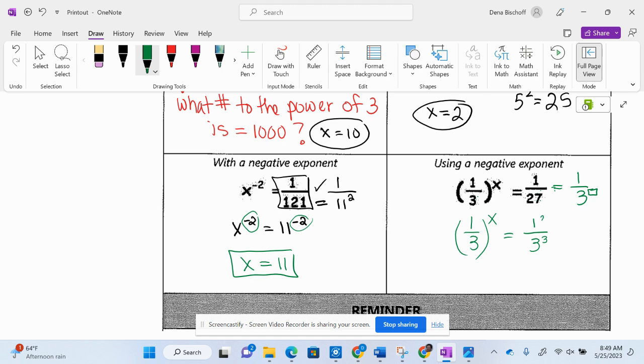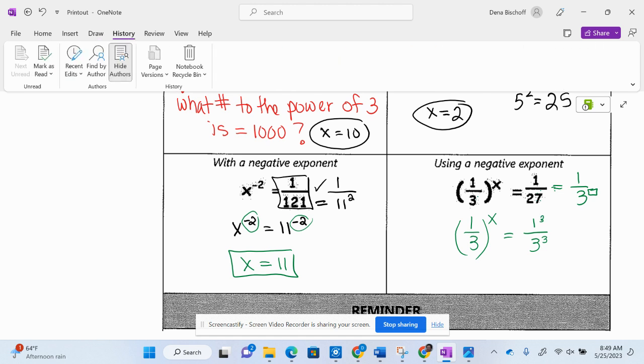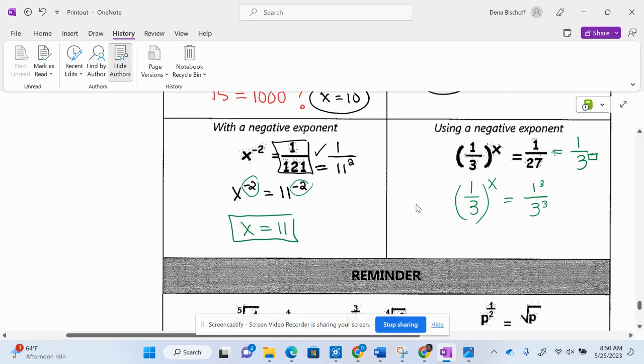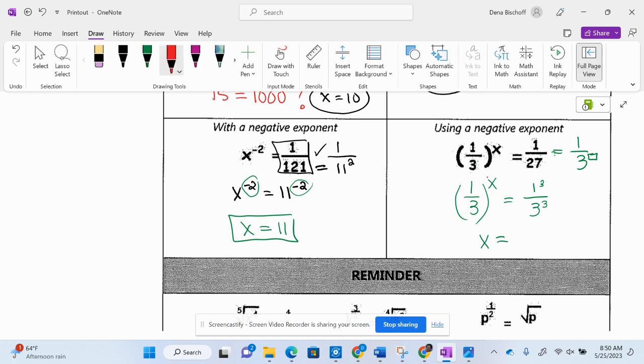Well, what is 1 to the third power? 1. So what can I say that my exponent is? What is the value of x? Look at what I did to this. I just took it and put it here and here. What are the values there and there? They're exactly the same. It's 3. Okay.